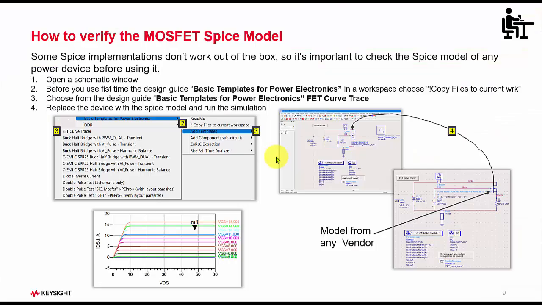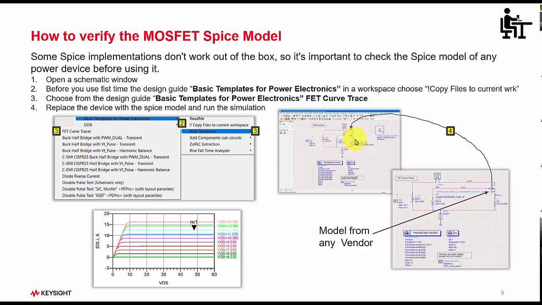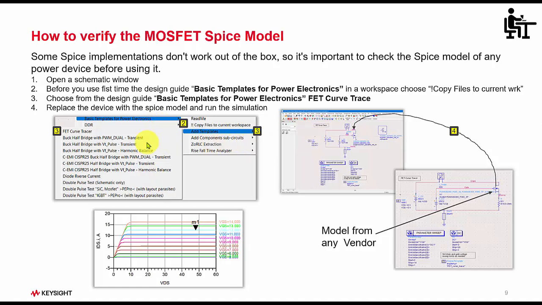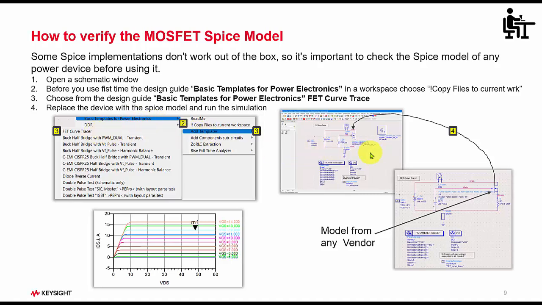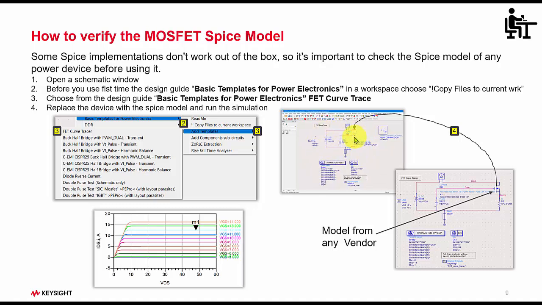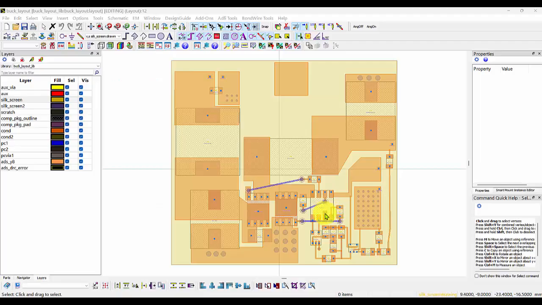I recommend that before you continue, you first test your simulation model. You can get the curve tracer from the basic templates for the power electronics design guide in Add Templates, Curve Tracer. Then it adds this circuit, but you just exchange your device under test, define the parameters, run a simulation, and then you see in the data if it works or not. You have to do the same for the gate driver and the controller.